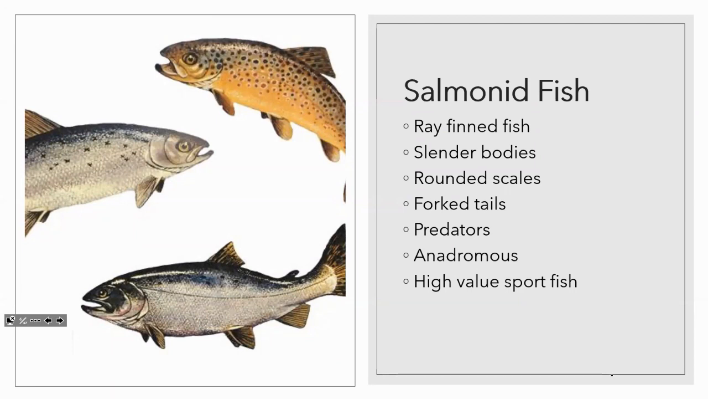Almost all of them are predators. They're generally predators of aquatic insects. And some of them are anadromous, which means that they migrate between fresh and salt water in order to reproduce. Obviously, that's not all species, but that's one of the things that you see in salmonid fish. Additionally, many of these are high-value sport fish, especially in the cold water ecosystems that Montana holds, obviously very precious.